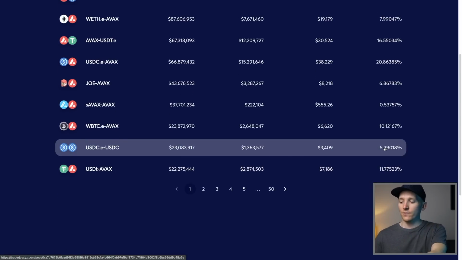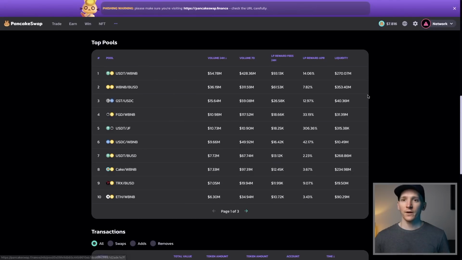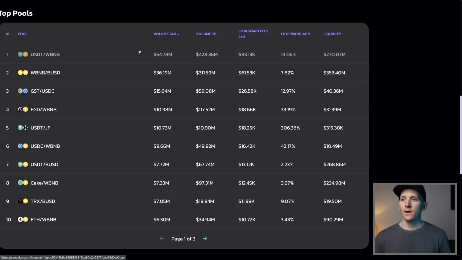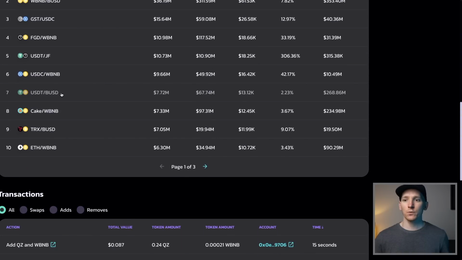If you go over to PancakeSwap, you can see a similar thing right here. So the liquidity pool, USDT versus BNB, trading around 54 million, and the LP reward around 14%, which is great. If we come down to a stable coin pair, you're looking at a much lower rate, about 2.23%. So why are there different percentages?